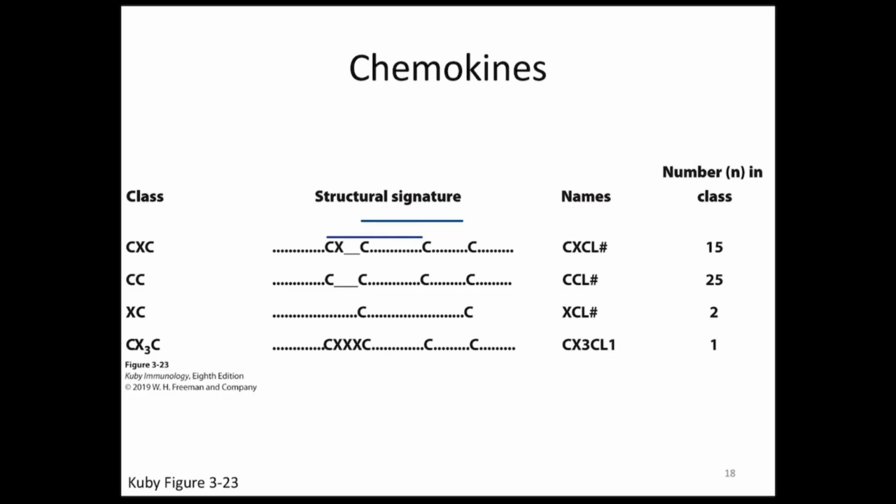Some of them will have a structure that looks like this, and we'll say CC. Some will have a structure that looks like this, and we say CXC. Some will have a structure that looks like this, XC. Some like this, CX3C. Basically, you don't need to know those specific structures, but if you see a name, CXC something, CC something, XC something, CX3C something, that should ring a bell in your head: chemokine.